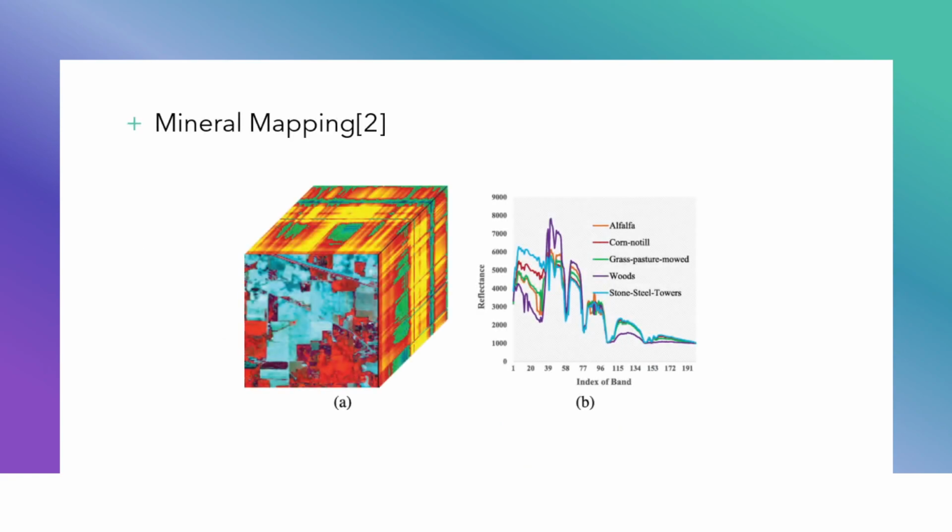This is mineral mapping using hyperspectral images. Mineral mapping is simply to map the unique spectral profile of each pixel to its actual mineral based on the similarity measure. Now on the right side you can see a graph which contains spectral signatures of each end member. You can also see that each end member has a unique spectral signature.